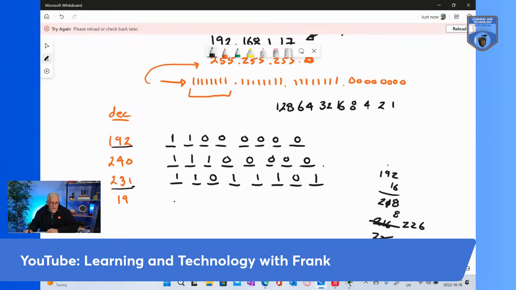Now let's take a look at 19. I'm doing a few of these. If you want to get good at subnetting, you do need to go through and do these conversions. It is best to go through them when you're practicing, because you need to do the subnetting. So I'm just doing four examples here.